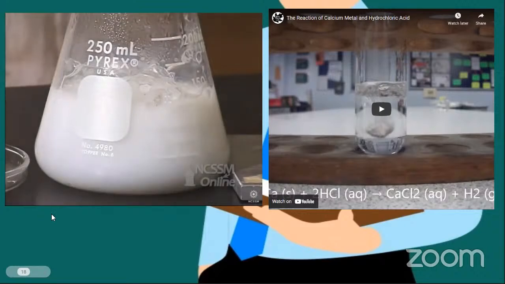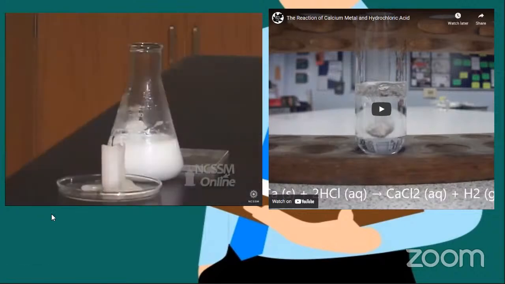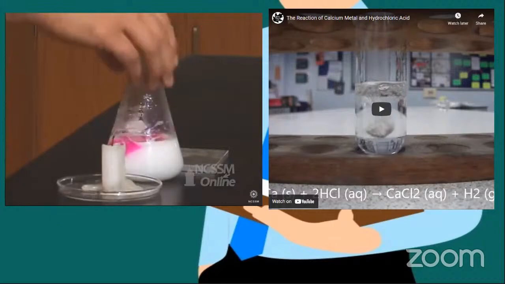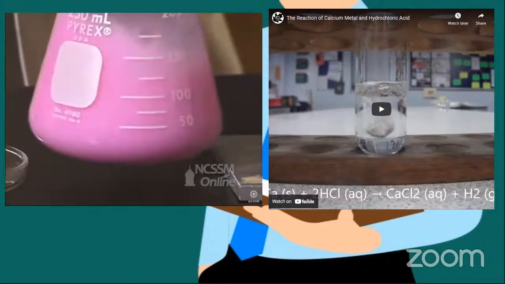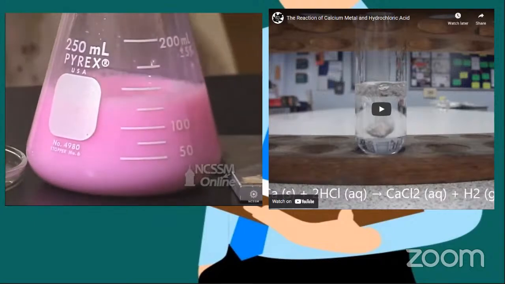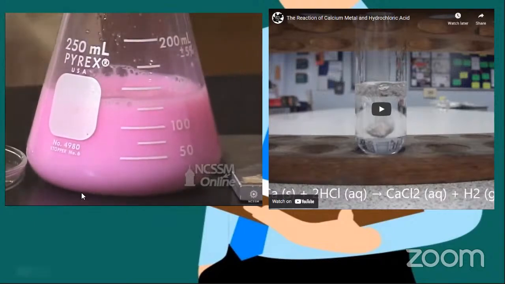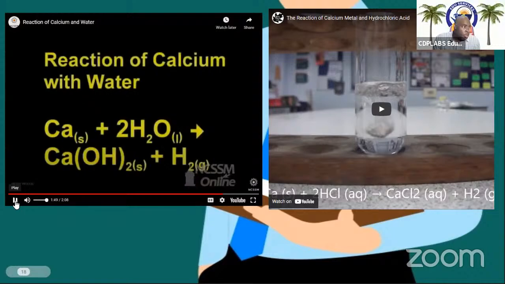Test for the presence of calcium hydroxide by adding phenolphthalein indicator. The indicator turns purple, indicating that the solution is basic and that calcium hydroxide has been formed. So it's telling us the solution is basic, which means it's alkaline as well.